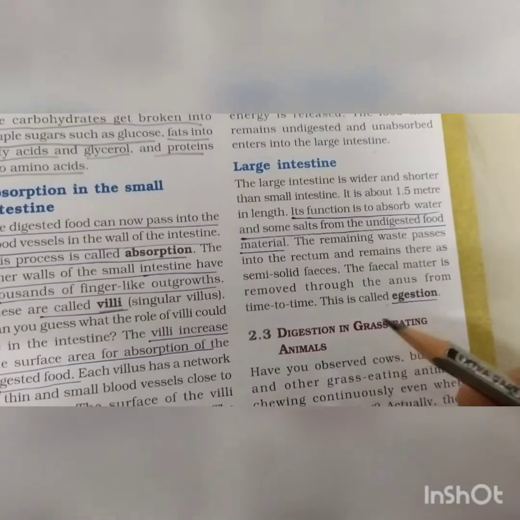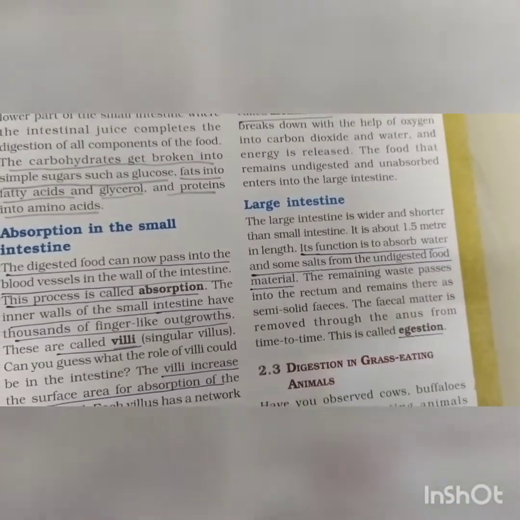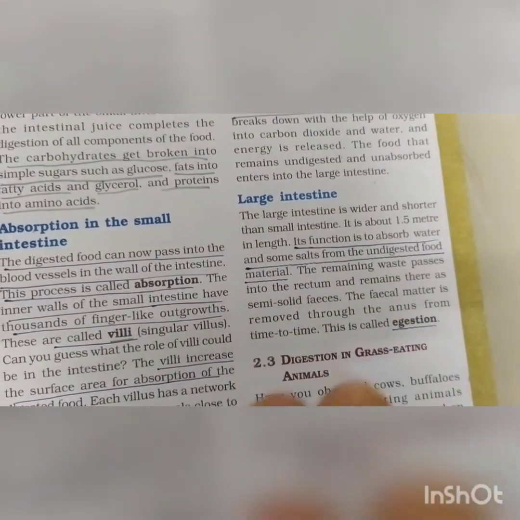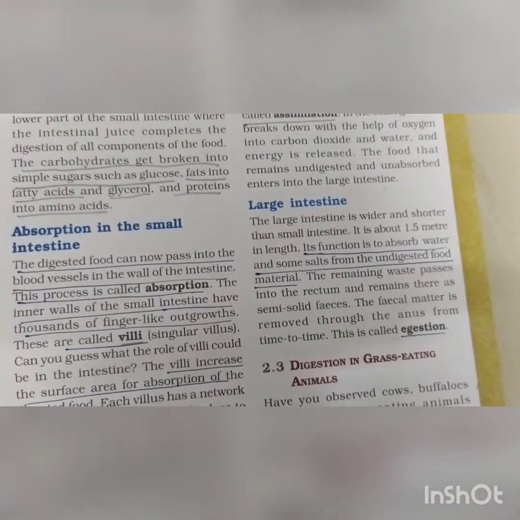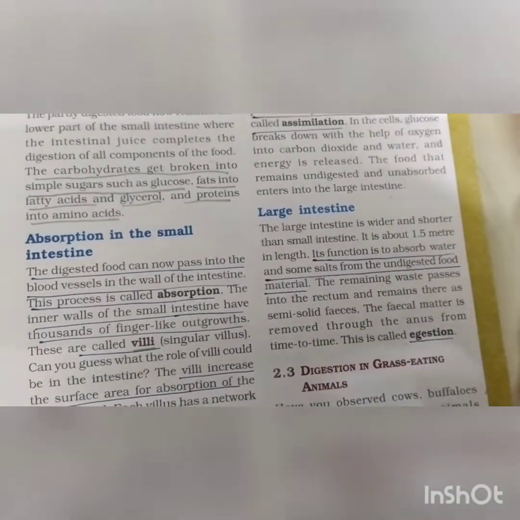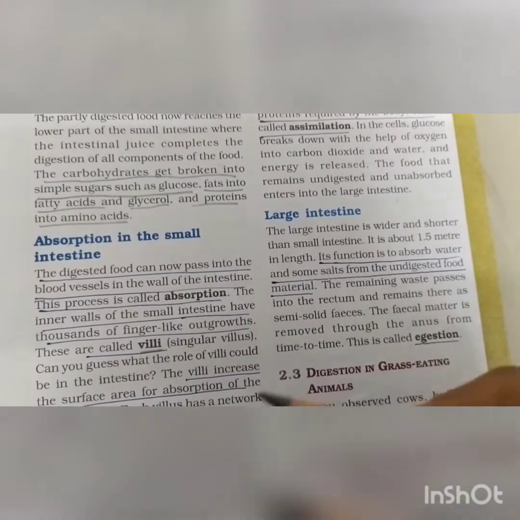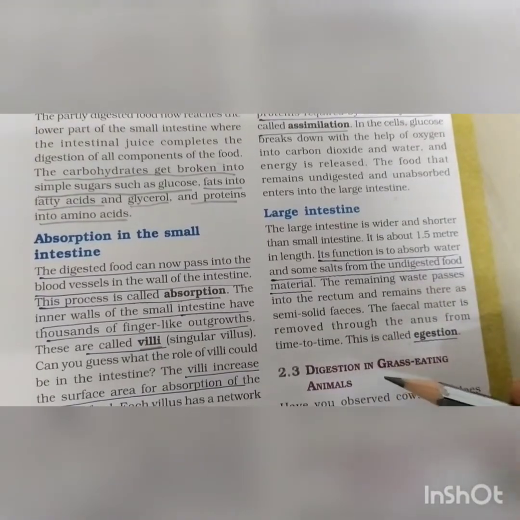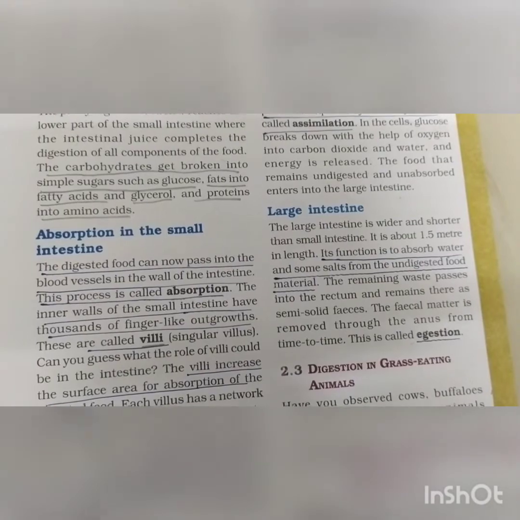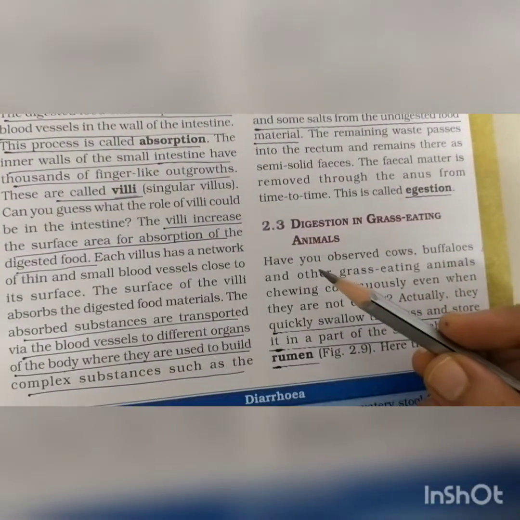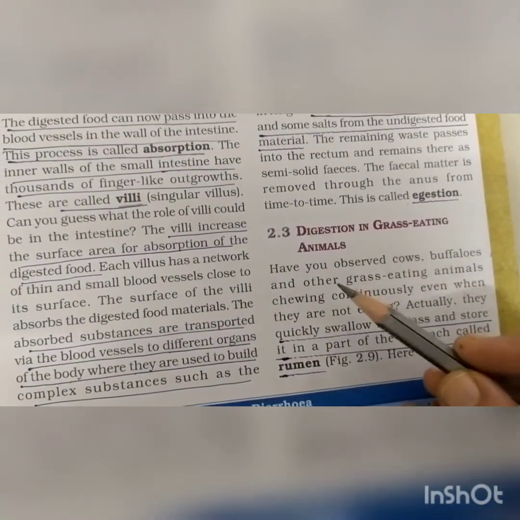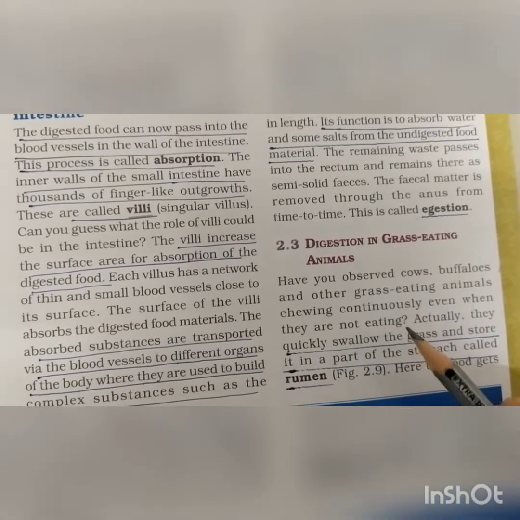Okay, children. Then here the process of digestion is completed. In human beings, the process of digestion starts from the mouth and buccal cavity and it ends in the anus through egestion. Okay, children. Then next we are going to discuss digestion in grass-eating animals.